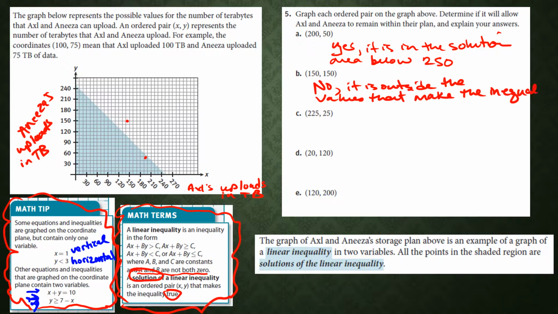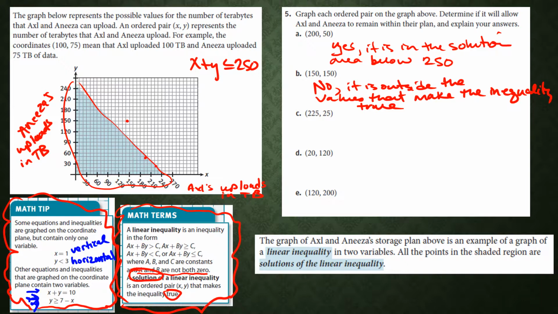So all of that shaded region is a picture of all of the values, all of the coordinate pairs that make that inequality we wrote a little while ago. This one, x plus y is less than or equal to 250. Everything in this blue area here makes that true. So, wow, did you see how that line went right on that? That was amazing. Anyway, 225 and 25, let's see, that would be about, oh man, that's teeny tiny. So it's going to be here. Yeah, I think that's right on the line.